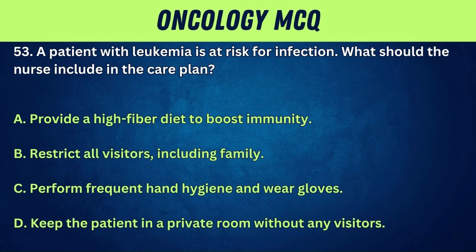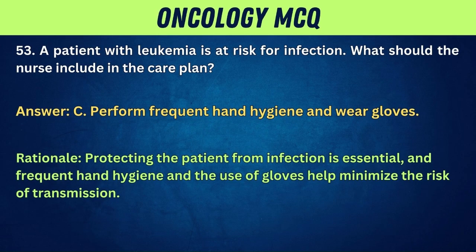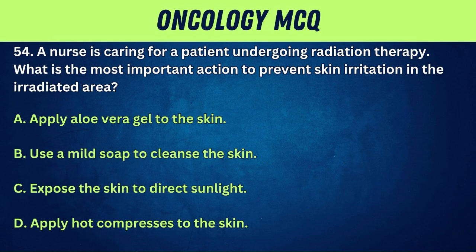53. A patient with leukemia is at risk for infection. What should the nurse include in the care plan? A. Provide a high-fiber diet to boost immunity. B. Restrict all visitors, including family. C. Perform frequent hand hygiene and wear gloves. D. Keep the patient in a private room without any visitors. Answer: C. Perform frequent hand hygiene and wear gloves. Rationale: protecting the patient from infection is essential, and frequent hand hygiene and the use of gloves help minimize the risk of transmission.